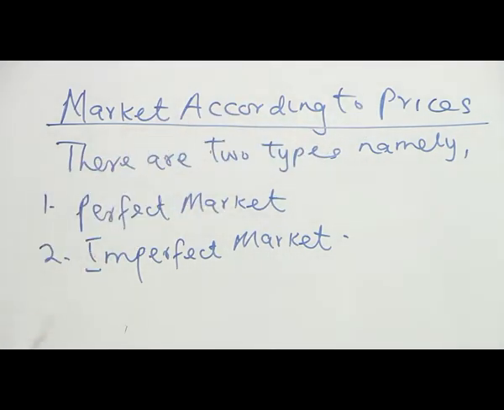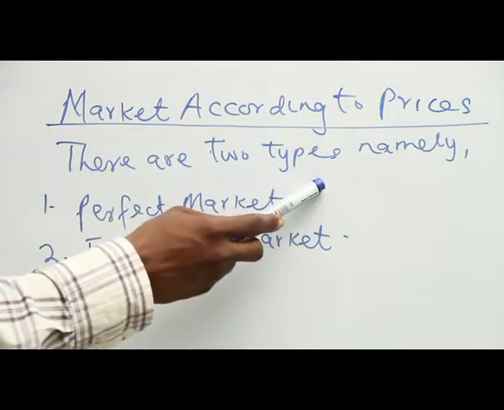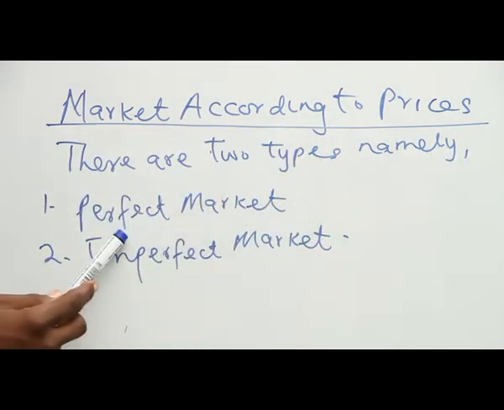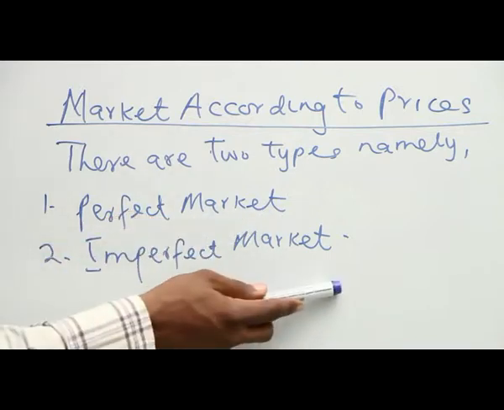Market according to prices. There are two types, namely perfect market and imperfect market. In our analysis, we are trying to look at market according to prices. That is, how the buyer and seller will react when it comes to prices. Will someone be able to influence the price, or will they take the price according to market forces? That will lead us to the two types of market that we have mentioned: perfect market and imperfect market.